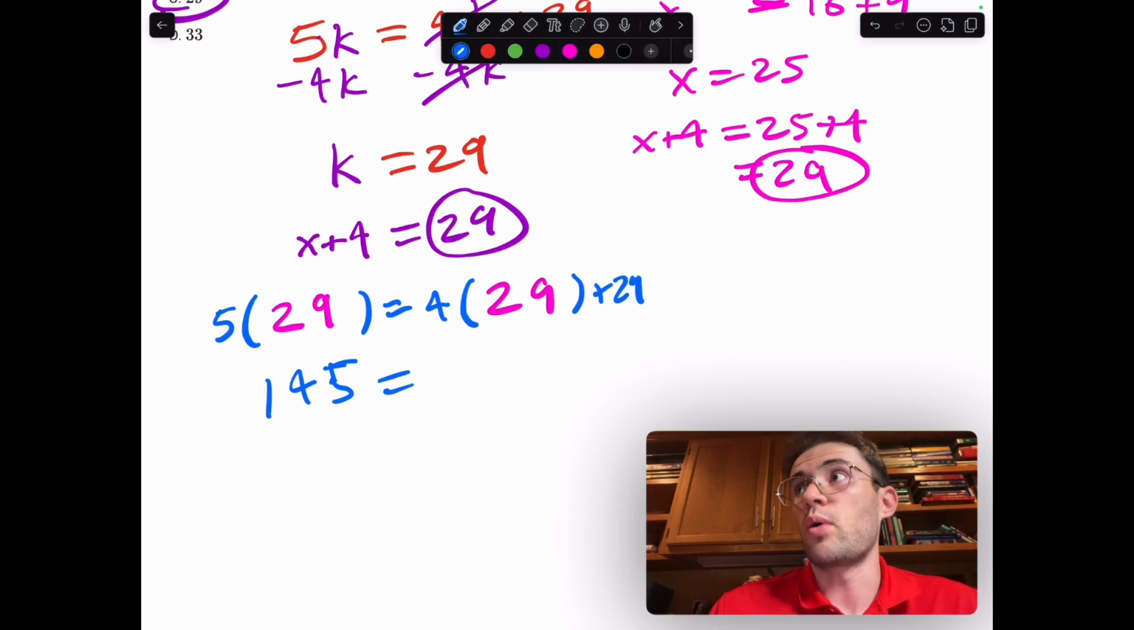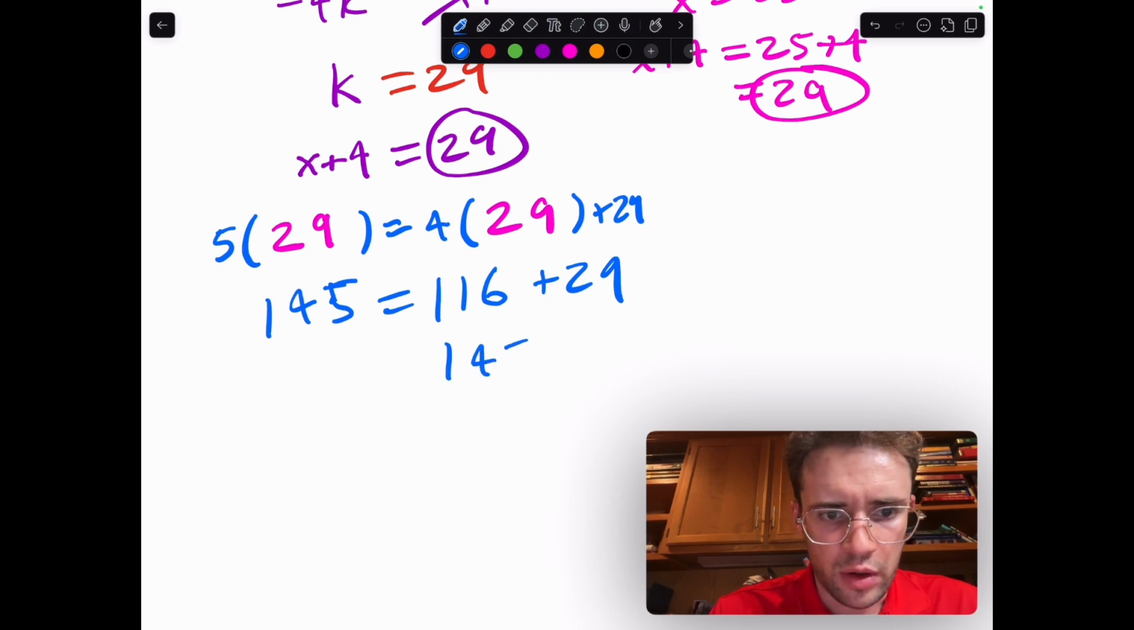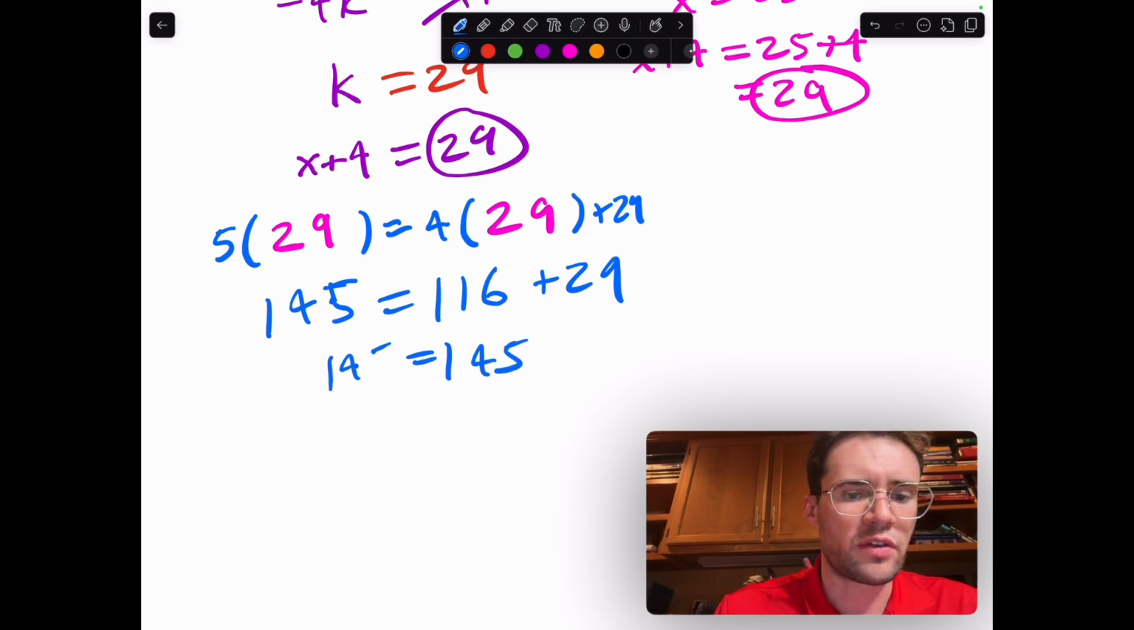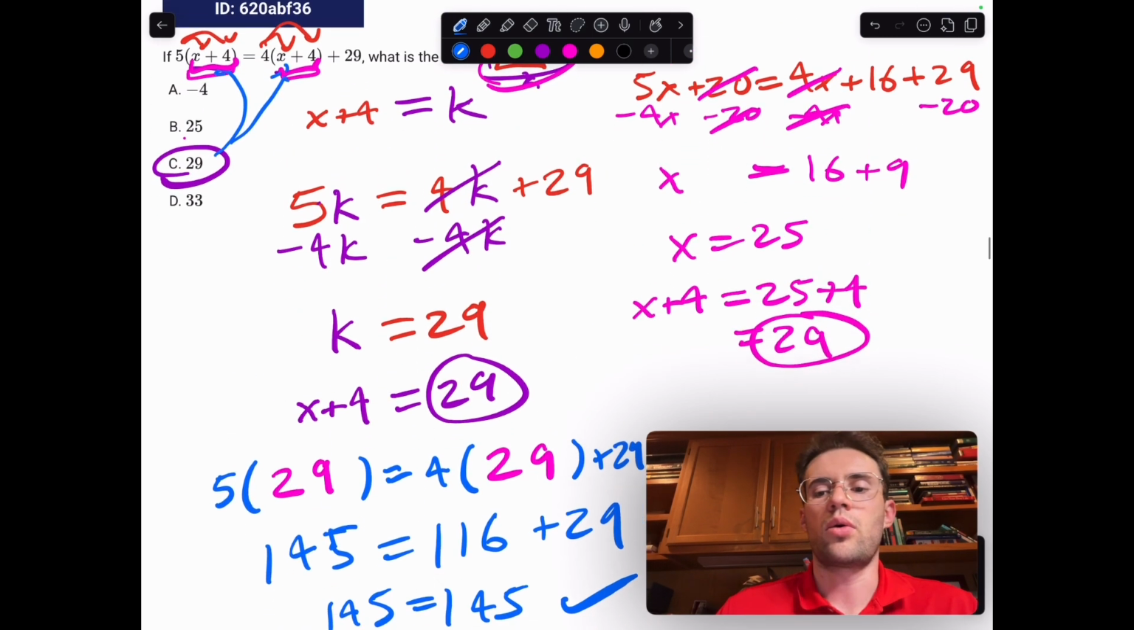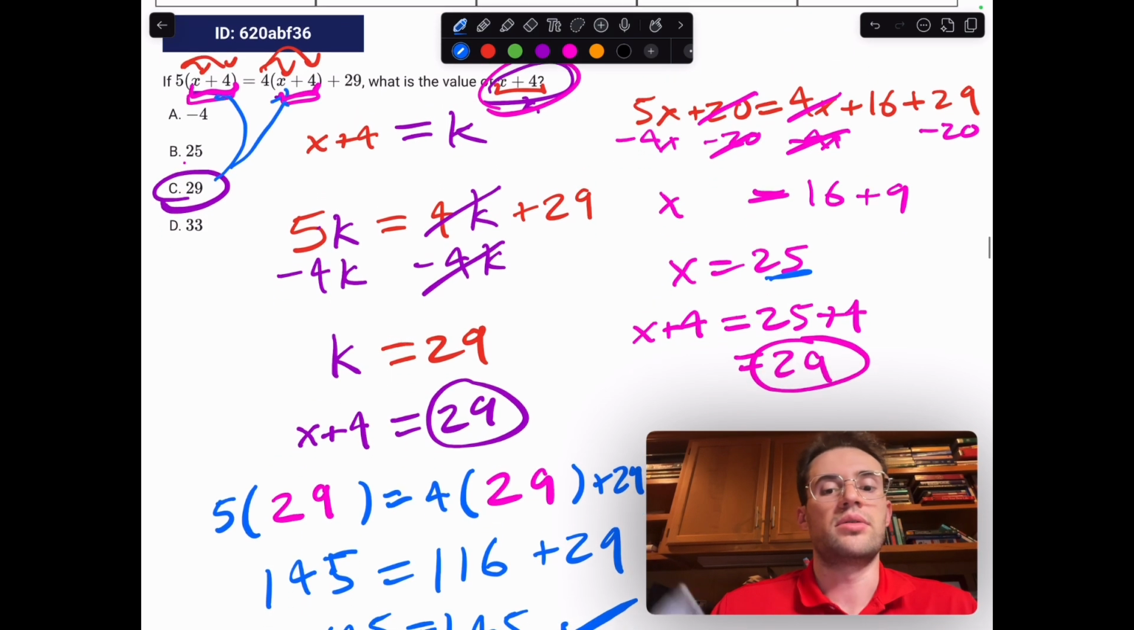All right, so we do the same thing. 4 times 30 would be 120. It's 4 less than that, so it's going to be 116 plus 29. So 145 equals 116 plus 29. Let's see if that's true. 116 plus 29 would be 145. So 145 equals 145. That checks out. All right, or if you wanted, you could use this x value of 25, plug that in. It would give you the same thing.